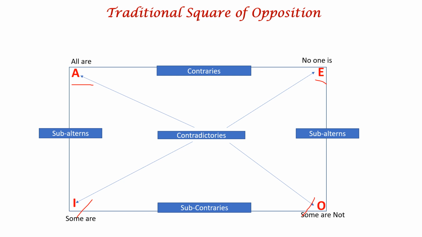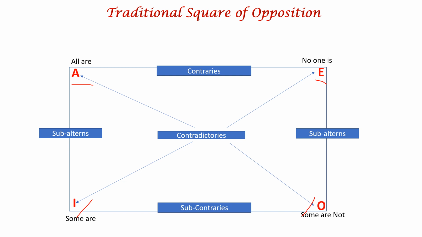So we know that A and E type of propositions are universal type. A is universal positive and E is universal negative. That means A propositions will say all boys or girls. And E type of proposition says no one is, no apple is a mango. Universal.